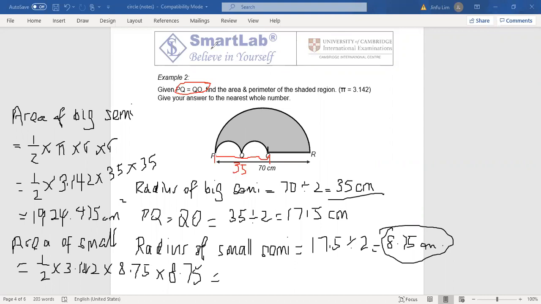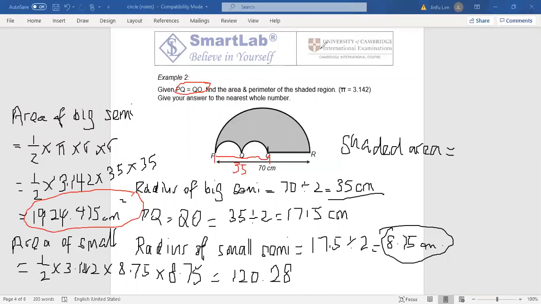So we get, just leave your answer to 2 decimal places, 120.28. So the last step will be to find the shaded area. So for the shaded area, we will take the area of the big semicircle minus the area of the small semicircle.